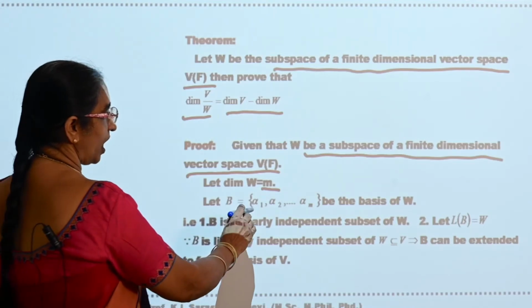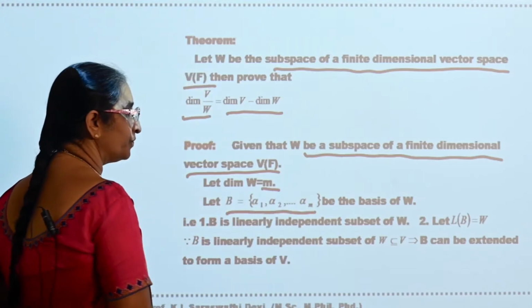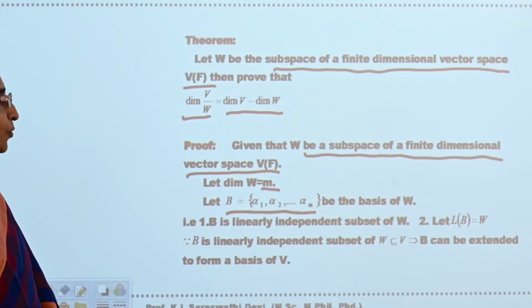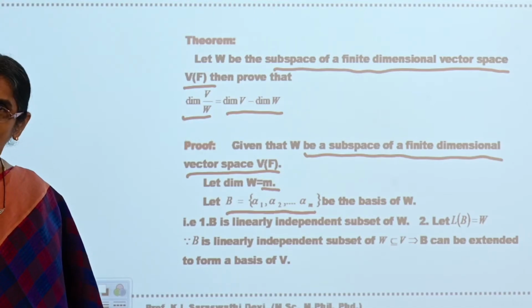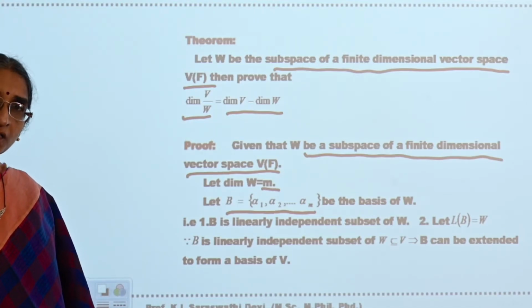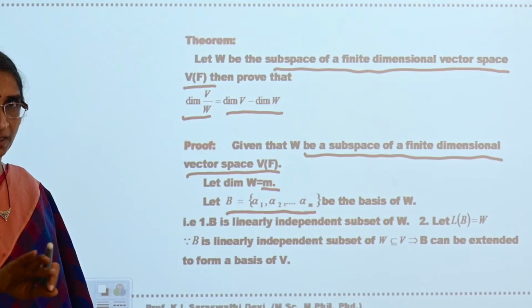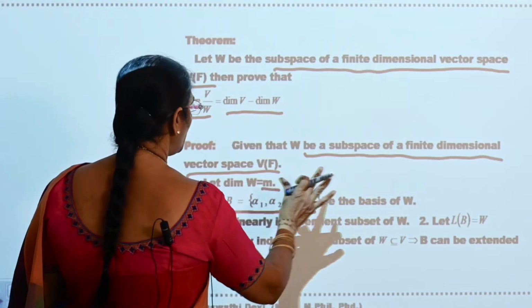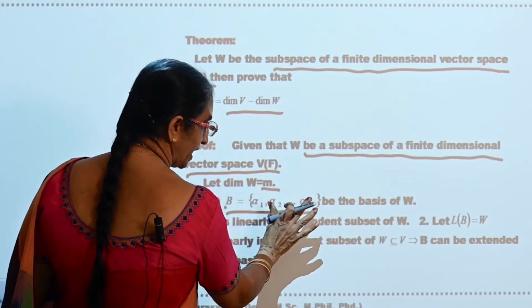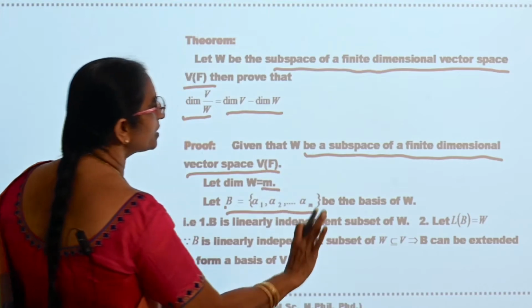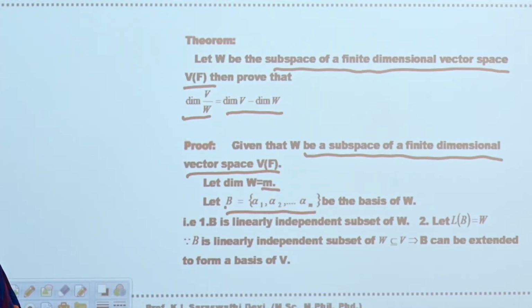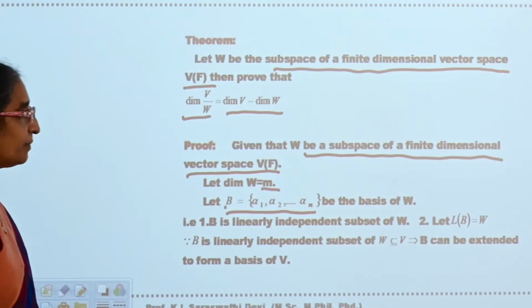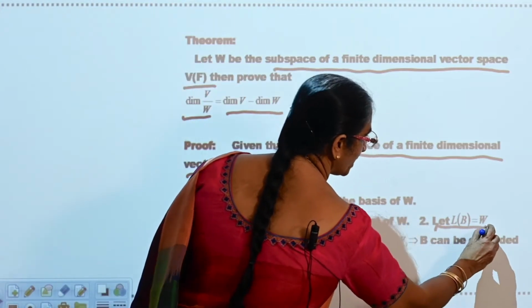Let B equal to alpha 1, alpha 2, up to alpha m be the basis of W. Why? Because the dimension of W is m, and dimension is defined as the number of elements in the basis set. So with m elements as the basis set of W, B is having m elements and you are saying that it is the basis of W. Since B is the basis of W, by the definition of a basis, B is linearly independent and L of B is equal to W.